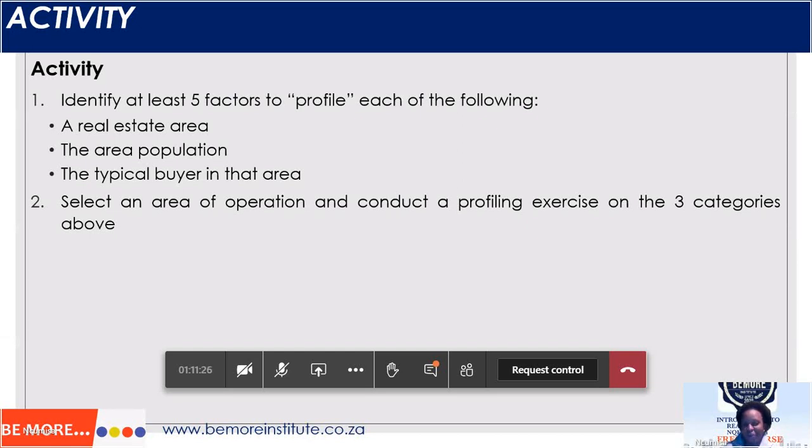Ladies and gentlemen, we hope tomorrow we can engage on this, and I get your exciting inputs in terms of how you see this exercise in your context and how you understood what we've spoken about today.